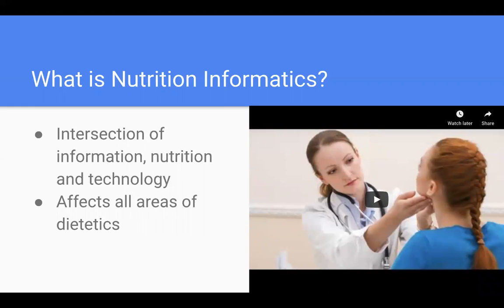Nutrition informatics impacts all areas of dietetic practice. For example, for clinical, we have electronic health records and telehealth. On the consumer-based side, we have apps and wearables as well as social media. For food and nutrition management, we have staffing and workload statistics and recipe analysis. For public health, we have surveys such as NHANES.